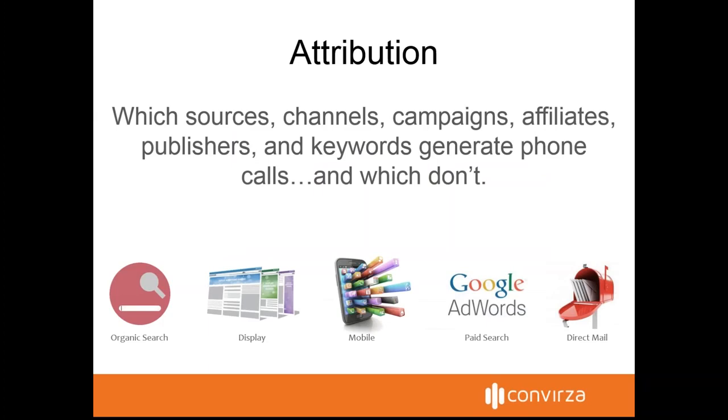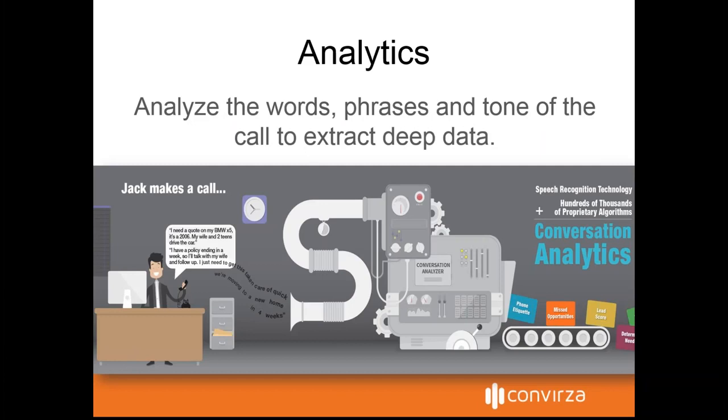So you marry a specific phone call to a specific source and even a specific phone call to a specific caller. That's important, obviously. So we generate that traditional attribution data that call tracking has done for a long time. The second thing we do is we actually provide deep analytics. So you notice the A theme, attribution and analytics. We analyze the words and phrases of phone calls to extract deep data from the calls.